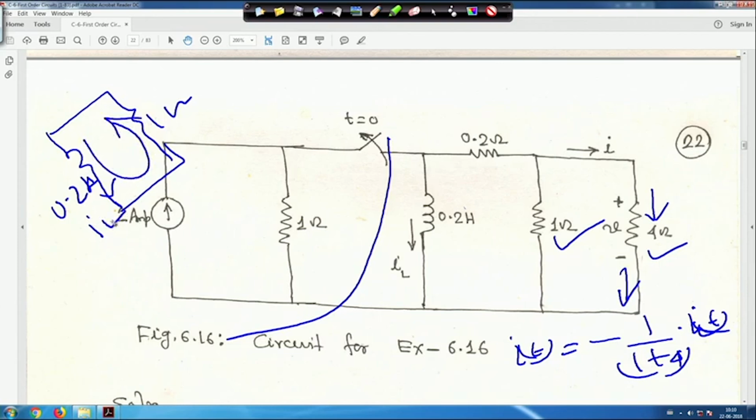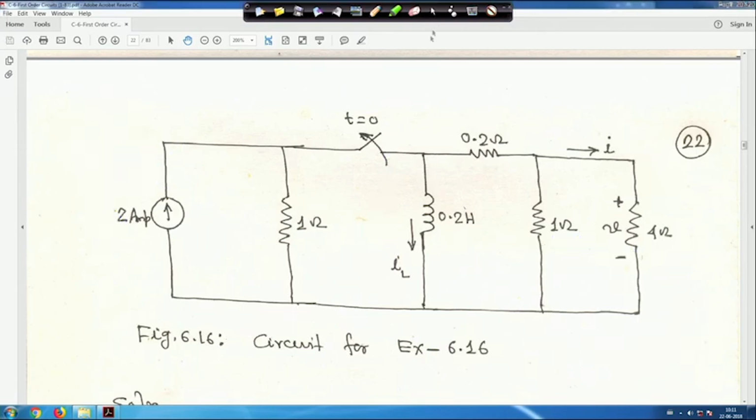This parallel equivalent is 1 ohm, that circuit I have not done, but I am just showing you, and this is the 0.2 Henry, and IL we have taken like this. We have found out IL, but as current division is there, the direction of the current through the 4 ohm resistance is given this way, right. Accordingly, this minus sign will be there. Anyway, let me clear it.